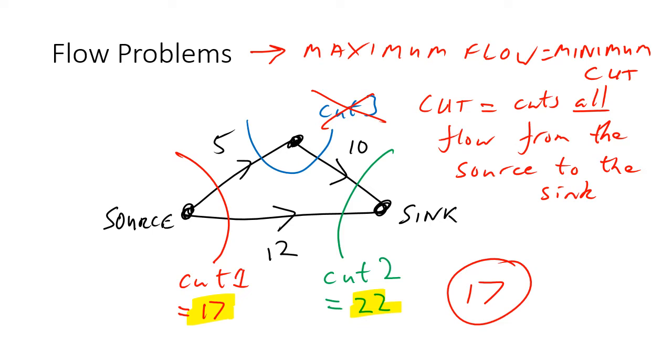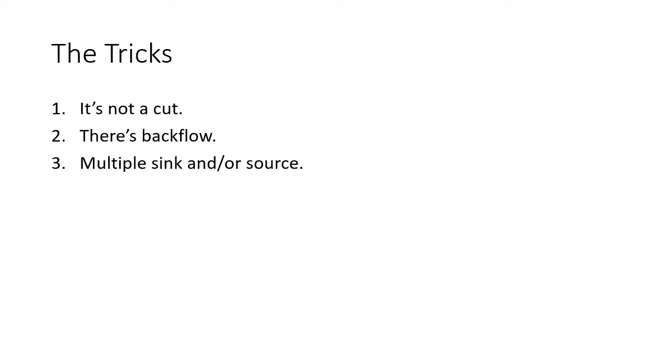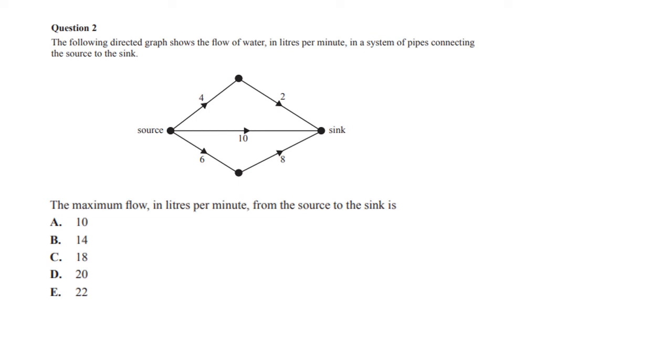There are only a few tricks with these problems, and we'll go through a few questions and show you what some of those tricks are. One is when it's not a cut. Remember we had that cut 3 that didn't cut it. There's also backflow. There's always going to be a backflow, and there are a couple of tricks even to disguising the backflow or making you think something is a backflow when it's not. And then there's the multiple sink and/or source. Those are a bit rarer. Even if you spot them in a textbook, they're rare to see in exams. Not impossible, but rare.